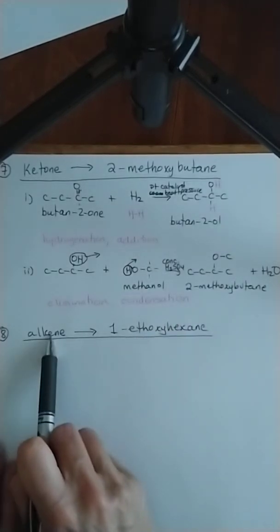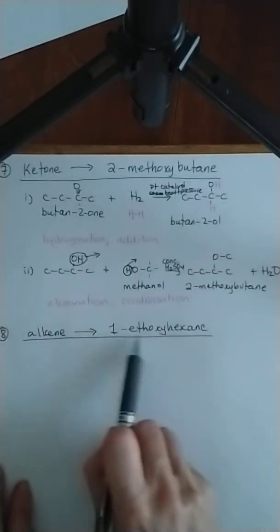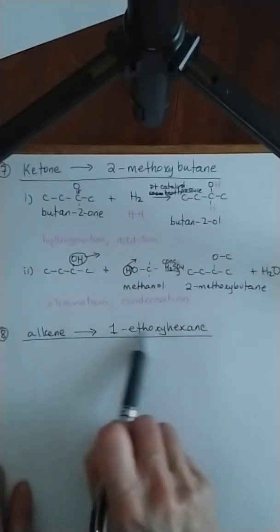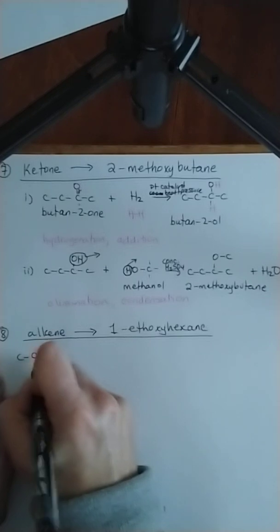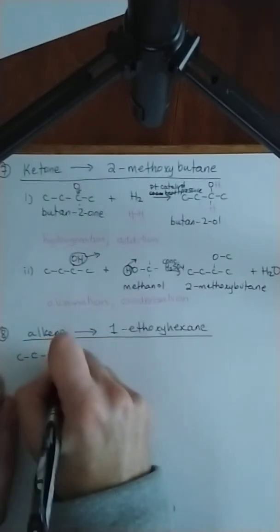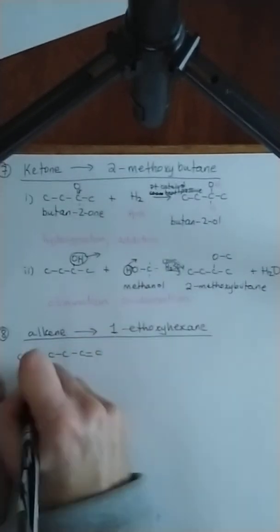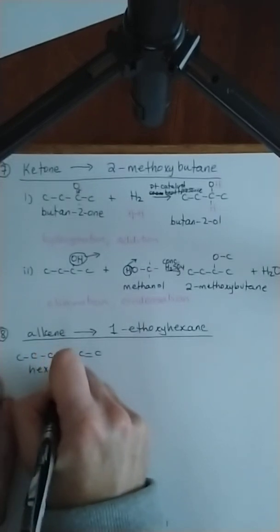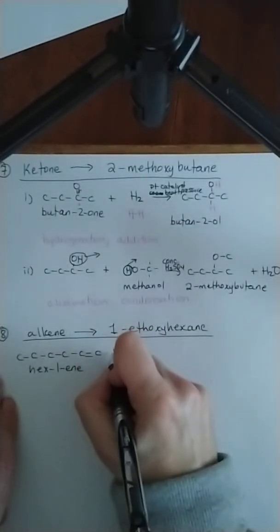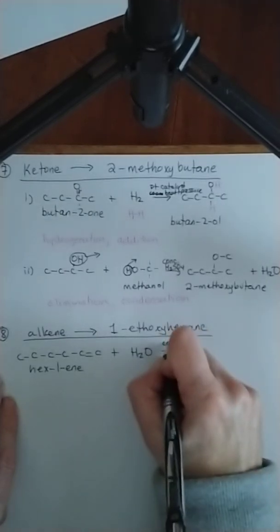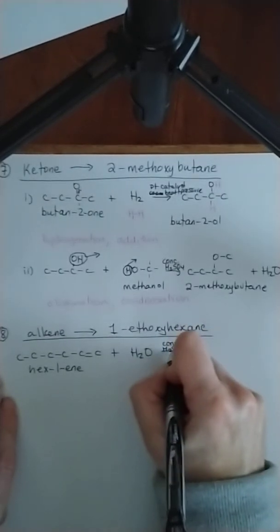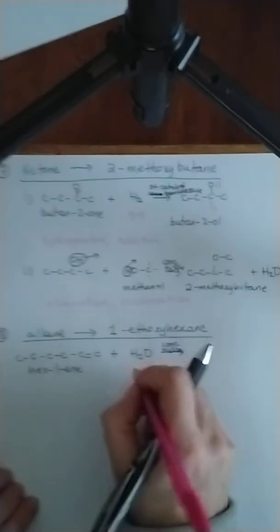Because we want an alkene, it's a hexene, and because we want that ether group to be on the carbon, we want hex-1-ene. So we're going to start with hex-1-ene. We're going to add water to it. Water requires concentrated sulfuric acid. So what's going to happen here?